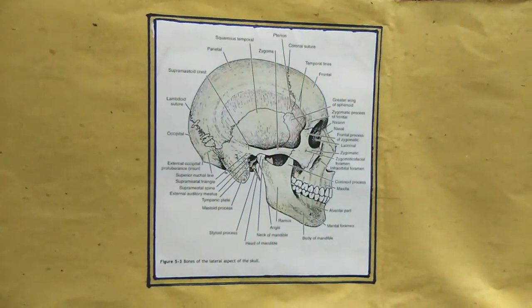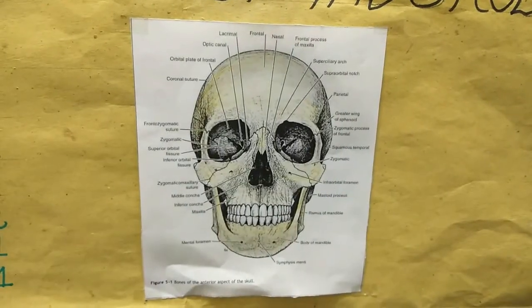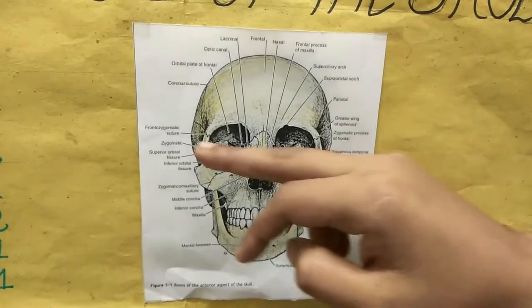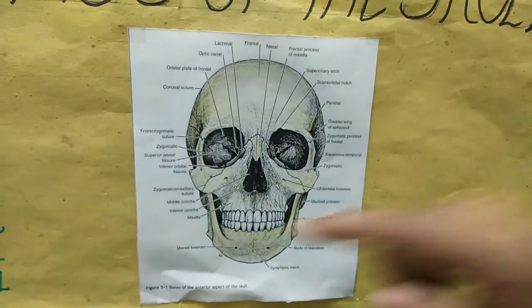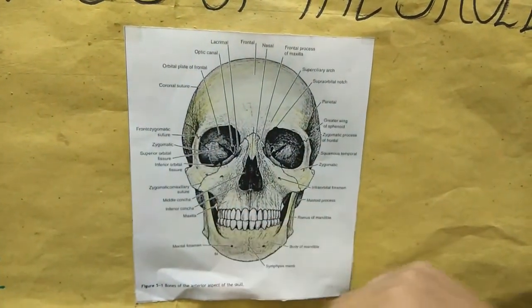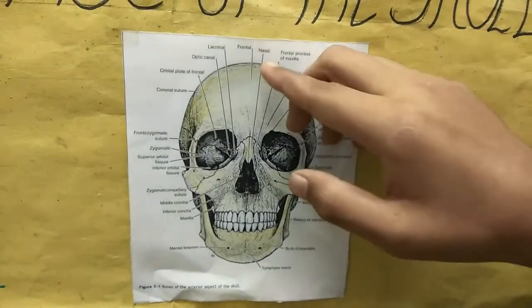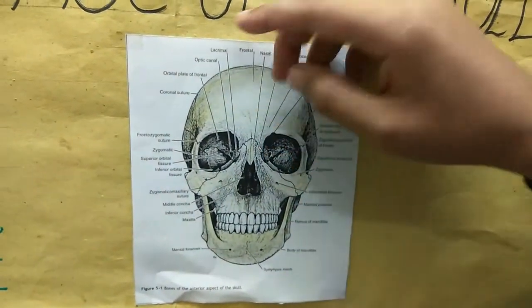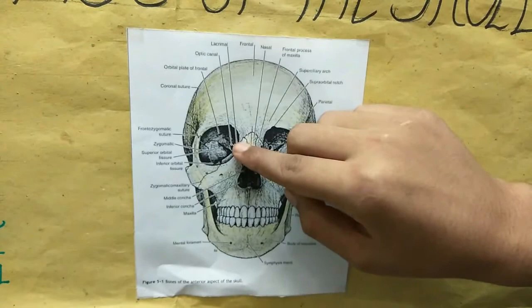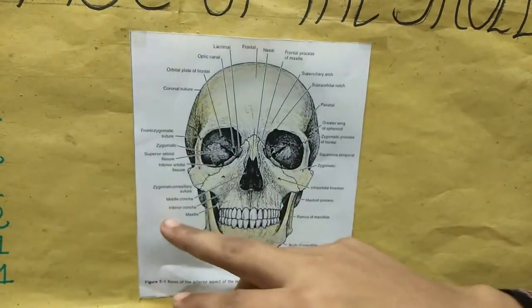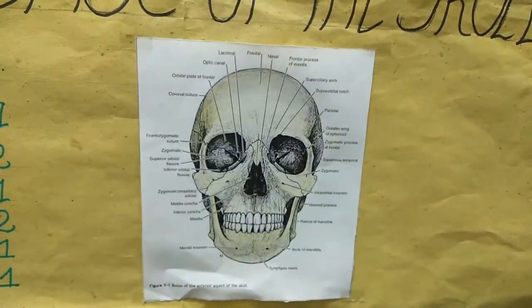The facial bones. The facial bones consist of the zygomatic, maxilla, mandible, nasal bone, lacrimal bone, and the middle and the inferior concha.